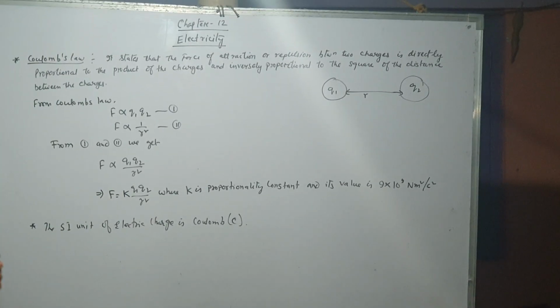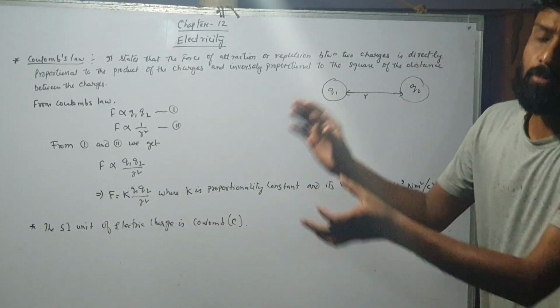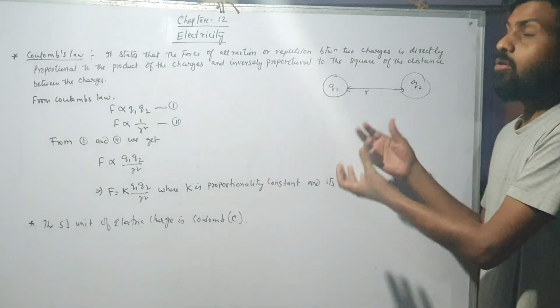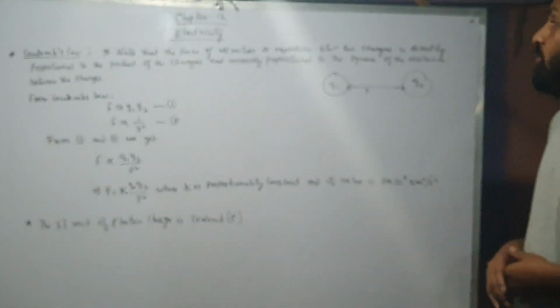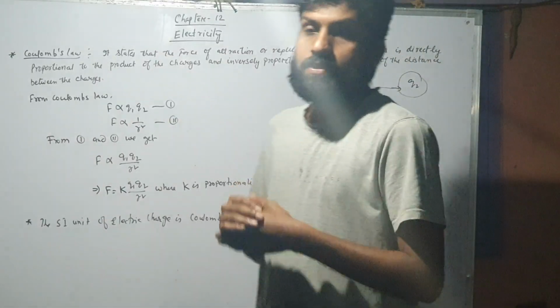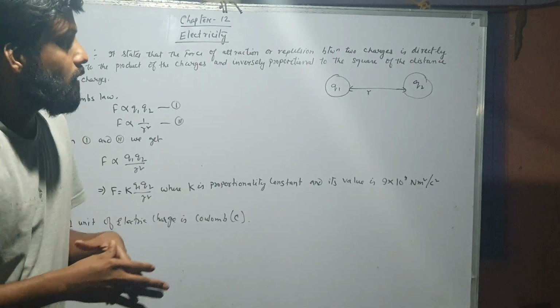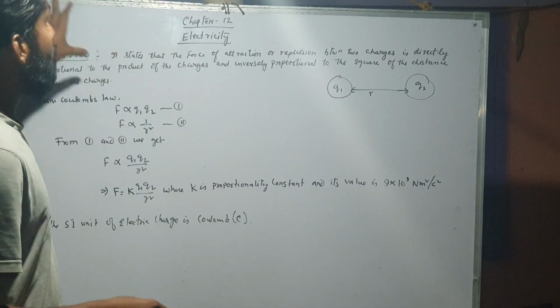So what does Coulomb's law say? Coulomb's law says that if we put two charges, might be positive-negative, positive-positive, or negative-negative. Obviously we know that opposite charges attract each other, and like charges repel each other. So what does Coulomb's law say?